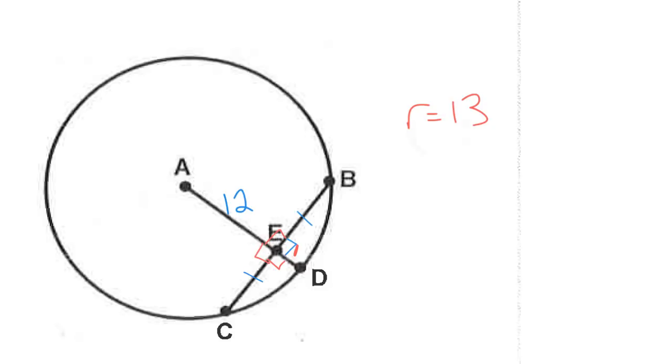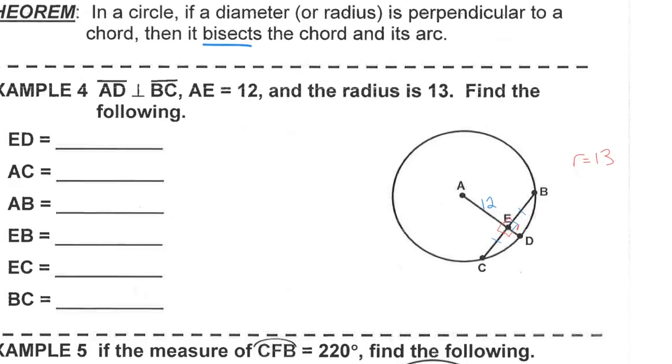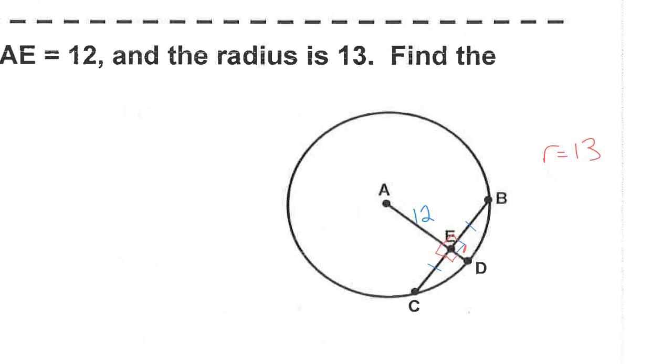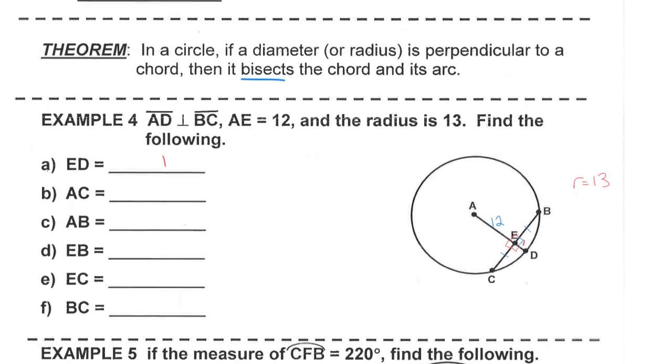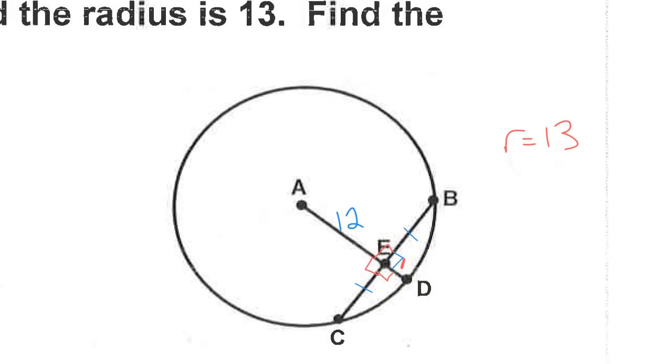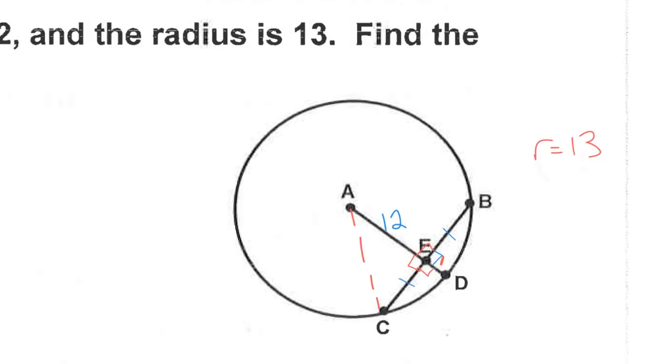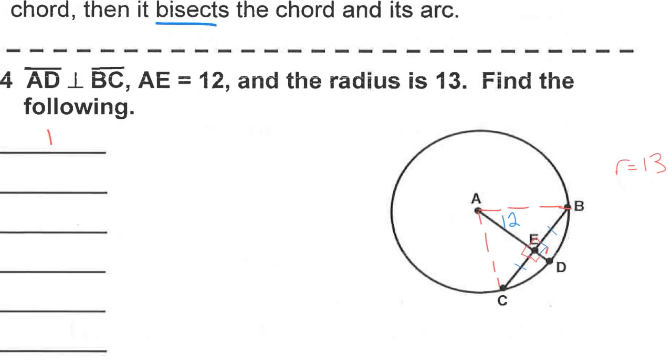ED. Well, E to D was easy. We accidentally found it anyway. It's 1, because if A to E is 12 and A to D is 13, then we subtract. Let's see what they got next. A to C. And they're going to ask us A to B also in the next one, so I'm just going to sketch those in. They're not really there, but you should notice that they are the radius. It goes from A to B to the circle. They're the same length as AD. AD is 13, so that means that these are also 13.